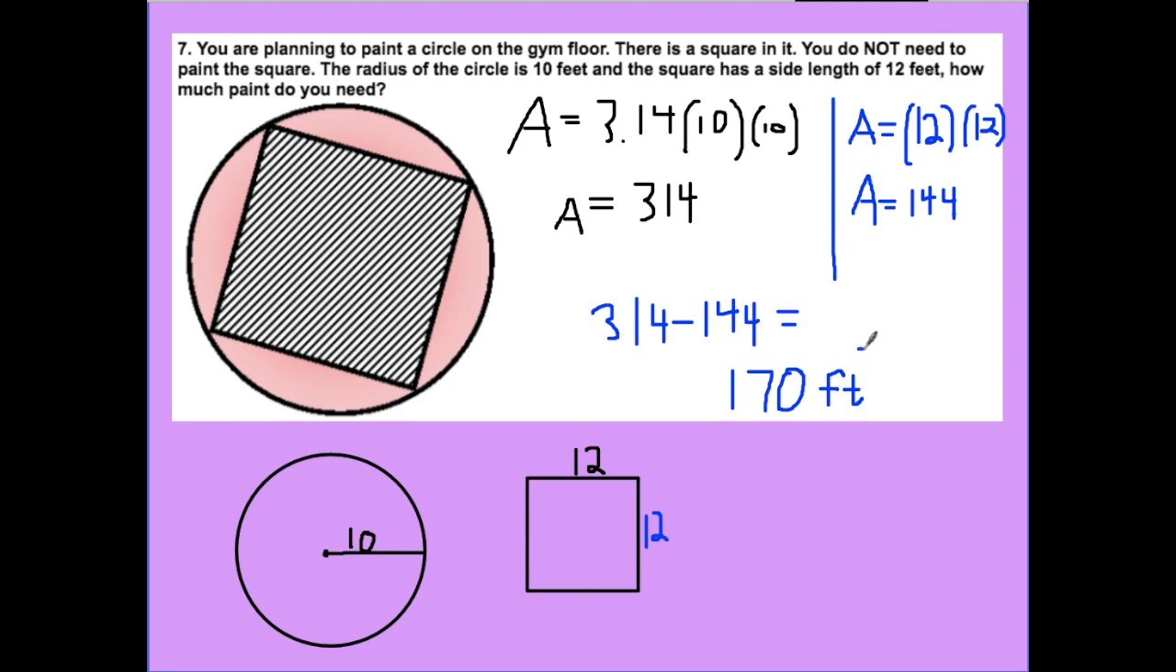Now, real life application too, that's going to help you know like how much materials you need, how much paint you need to do this job. All right. So good luck on that. Look through this, do it again by yourself, do similar problems, whatever you need to do to study well for this, all right? You can do it.